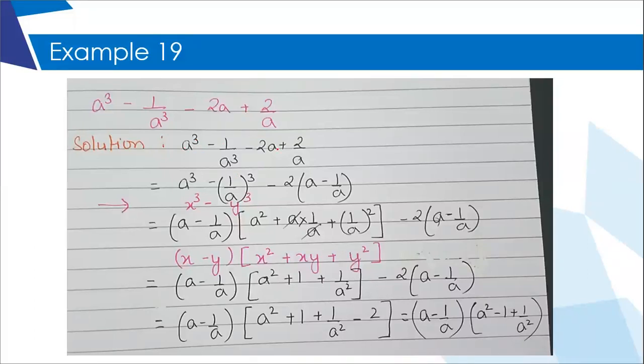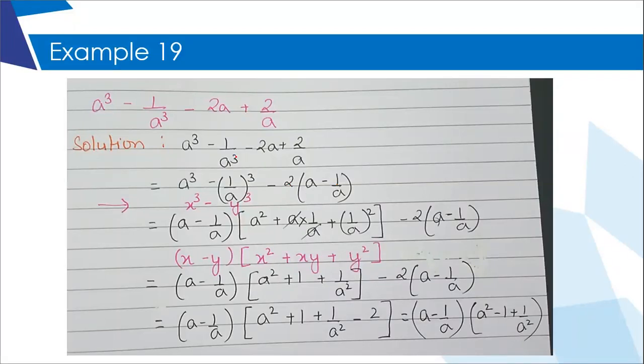In the first step, I have just copied the question. Then in the next step, instead of 1 upon a cube, I have written it as 1 upon a, put it inside bracket and written the cube outside, because 1 can be written as 1 cube also. So no changes I have made. I've just written it in a different manner. And from the last two terms, I have taken -2 common. So left over is a minus 1 upon a.